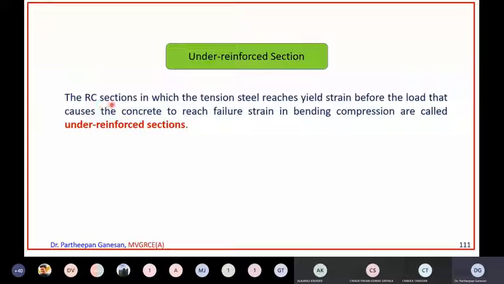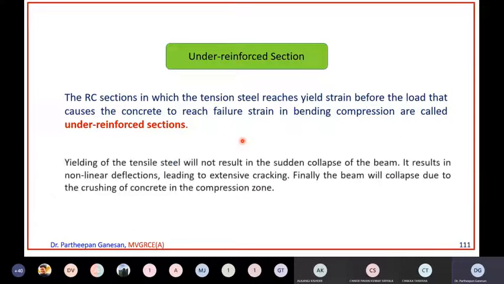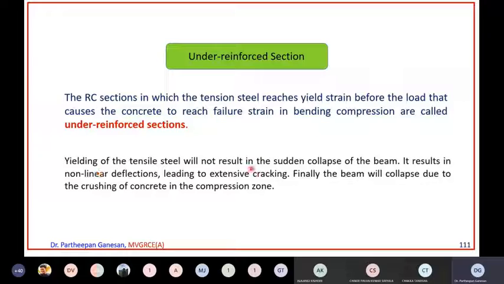The reinforced section in which the tension steel reaches the yield strain before the load causes the concrete to reach failure strain in bending compression is called an under-reinforced section. Yielding of tensile steel will not result in sudden collapse of the beam. It results in non-linear deflection leading to extensive warning. Finally, the beam will collapse due to crushing of concrete in compression.